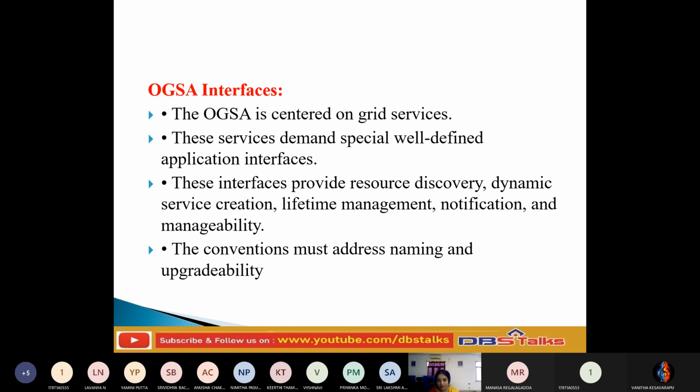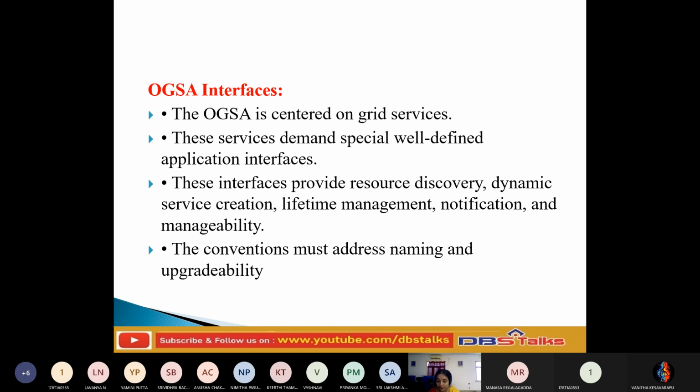OGSA is located in the center of the grid services, and it mainly demands well-defined application interfaces. We have different services that demand special application interfaces, that is resource discovery, dynamic service creation, lifetime management, notifications, and manageability. These are the different things available in the OGSA interfaces.